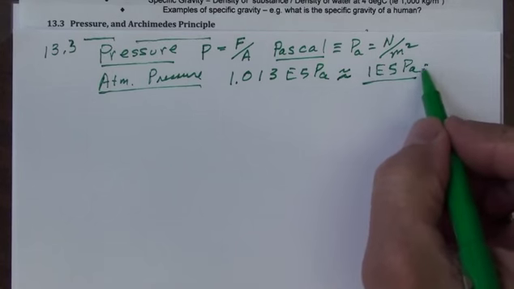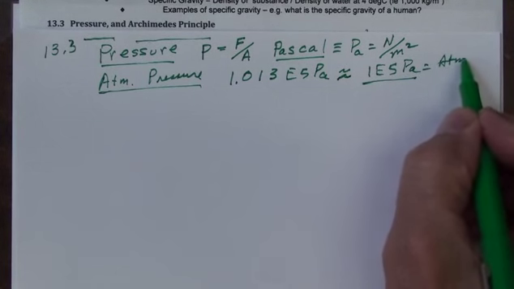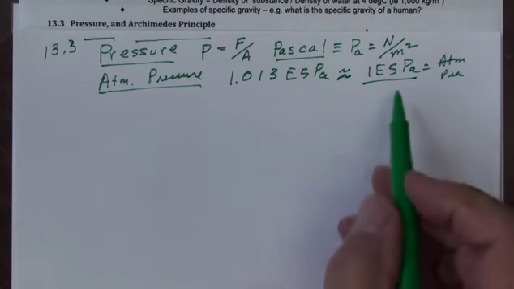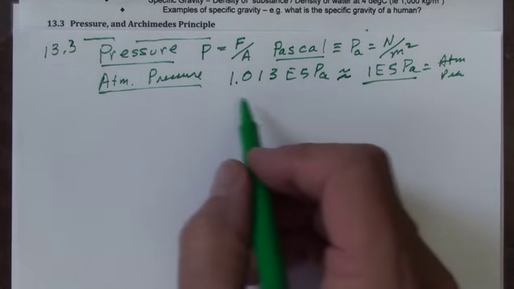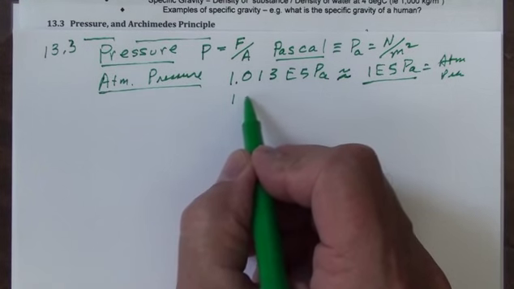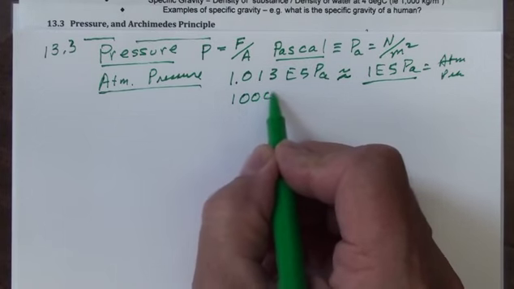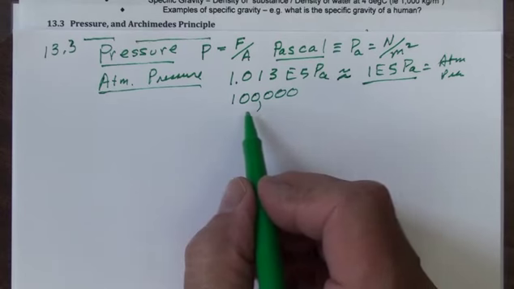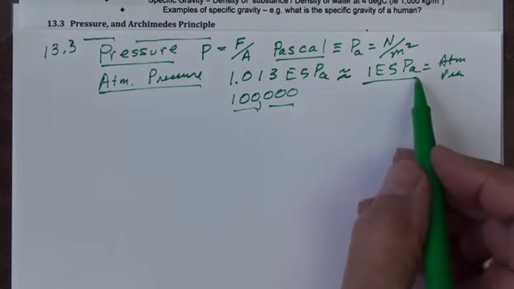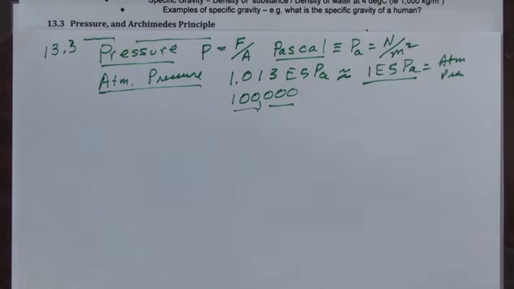The atmospheric pressure is 1 e to the 5th Pascal. That's 1, and then move the decimal point 5 places: 1, 2, 3, 4, 5. So we see that it's 100,000 newtons for every square meter. So on a square meter, the atmosphere is pushing at 100,000 newtons.